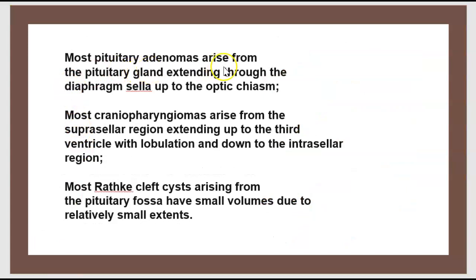Most pituitary adenoma arise from the pituitary gland extending through the diaphragma sellae up to optic chiasma. Most craniopharyngioma arise from the suprasellar region extending up to the third ventricle with lobulation and down to the intrasellar region. Most Rathke cysts arise from the pituitary fossa, have small volume due to the relatively small extent. This is about the differential.